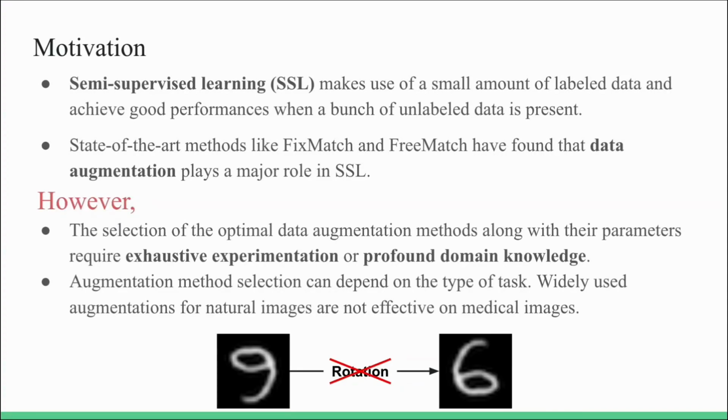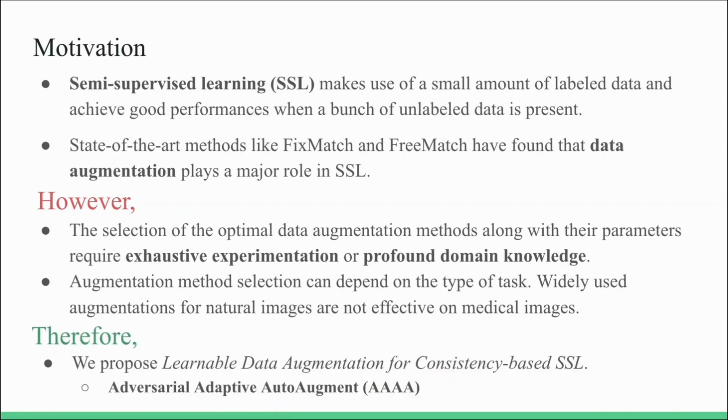However, selecting the optimal data augmentation method with its parameters needs exhaustive experimentation or profound domain knowledge, which is a bit difficult. Also, augmentation methods can be task dependent. Like in the example given below, rotation is not a good augmentation operation for a task of detecting handwritten digits. Widely used augmentation policies are not effective on medical images. Thus, learning data augmentation from data is usually preferred.